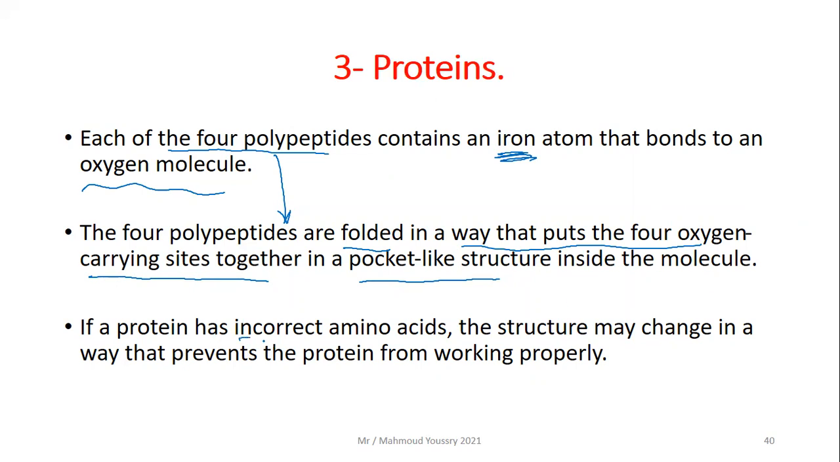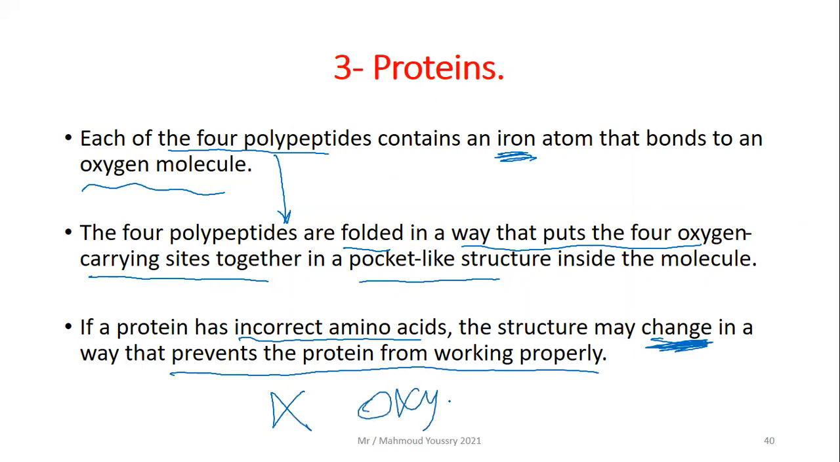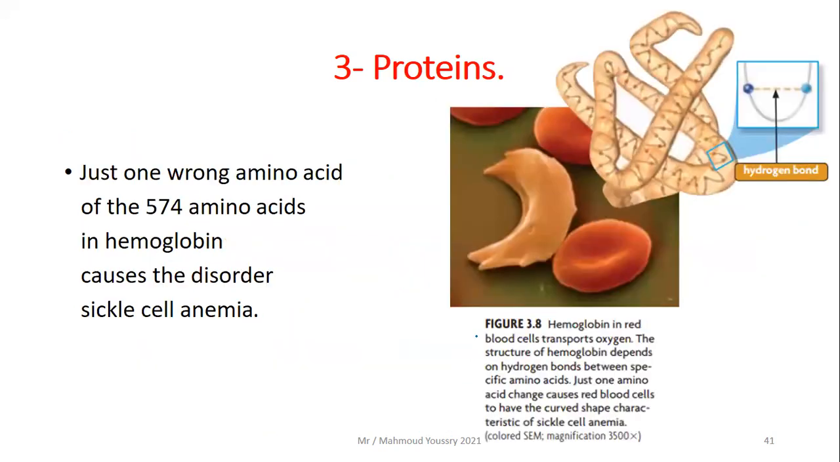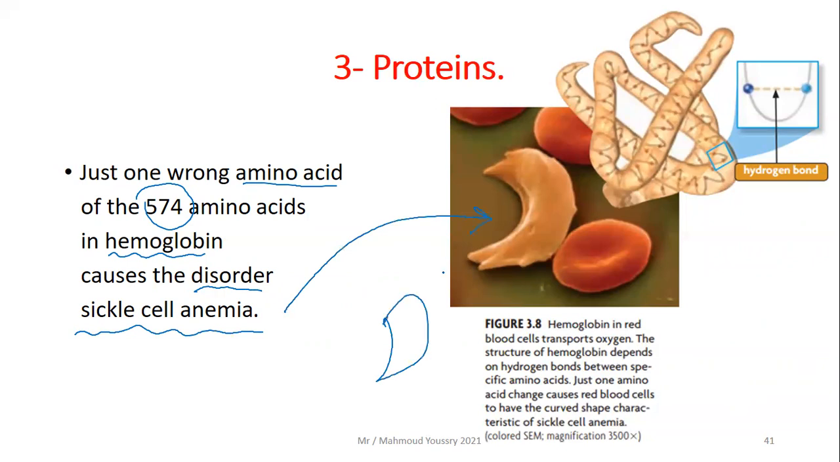If a protein has incorrect amino acids, the structure may change, and this would be a disaster, because it prevents the protein from working properly. In the case of hemoglobin, oxygen is not carried properly to the cells. So what? Just one wrong amino acid of the 574 amino acids in hemoglobin causes the disorder called sickle cell anemia. This is a sickle cell. It looks like a crescent or a sickle. This is the shape of the cells if there is one amino acid wrong in the hemoglobin.